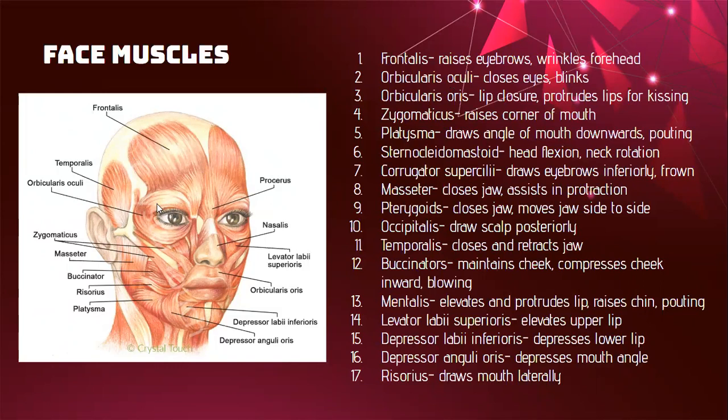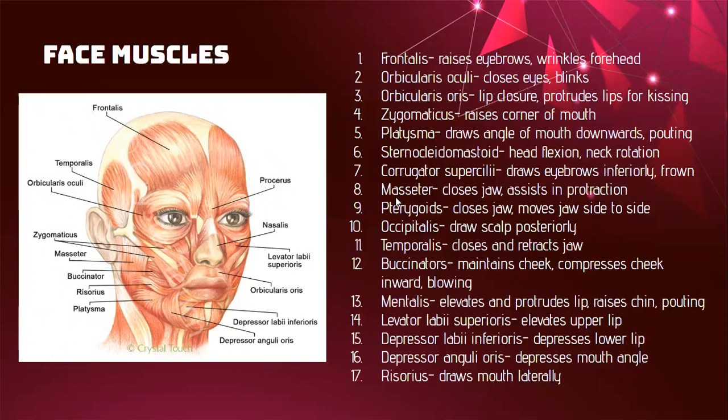Your orbicularis oculi, which are around your eyes, help your eyes close when you sleep, and it also blinks for you. So it's responsible for the opening and closing of your eyes. The orbicularis oris is a ring around your mouth. It goes around the whole mouth, and it's for closing your lips and also for kissing. It's the kissing muscle.